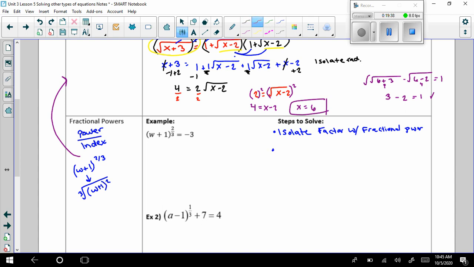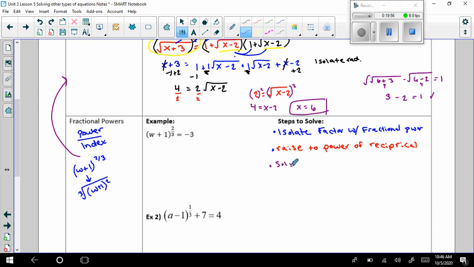And then you're going to raise it to the power of the reciprocal. All right, so raise it to the power of the reciprocal. And then from there, you can solve.